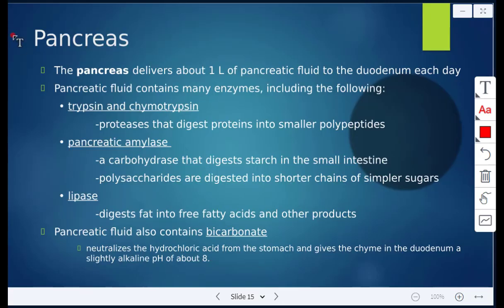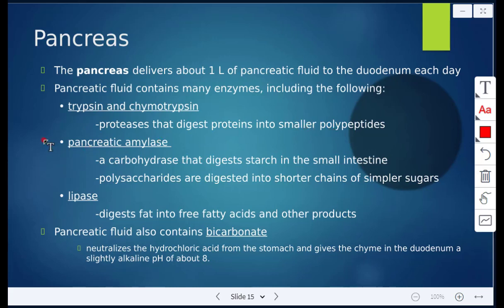All right, so we'll talk about the pancreas first. The pancreas is very important because it delivers about 1 liter of pancreatic fluid to the duodenum each day. It contains enzymes, including the following. The first two we'll talk about are trypsin and chymotrypsin. These are proteases, so these are enzymes that digest proteins into smaller polypeptides.